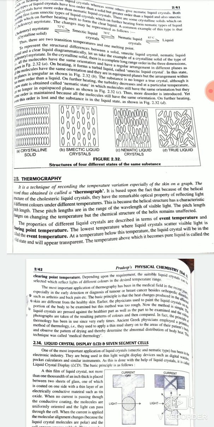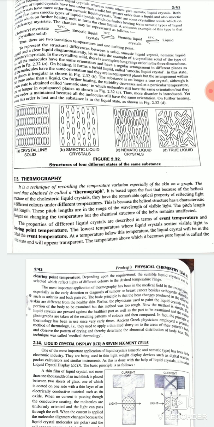This is because the helical structure has a characteristic pitch length. These pitch lengths are in the range of the wavelength of visible light. The pitch length changes on changing the temperature, but the chemical structure of the helix remains unaffected.